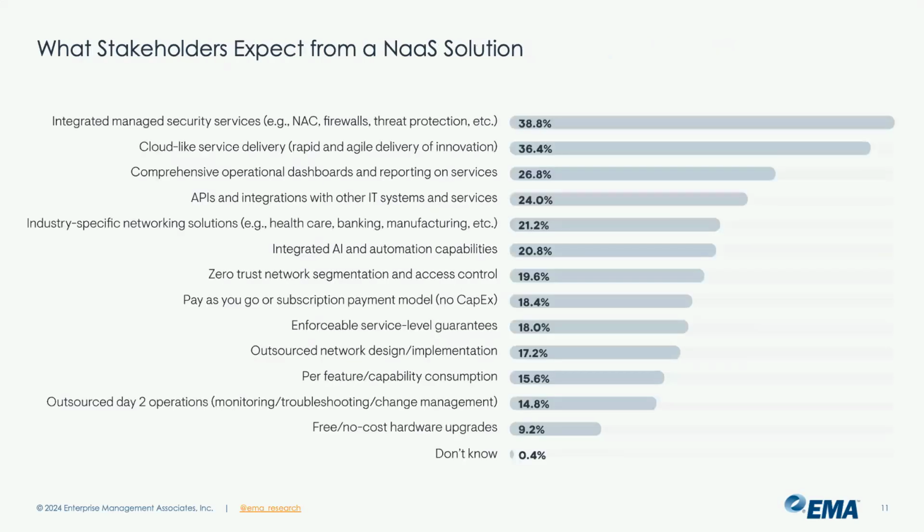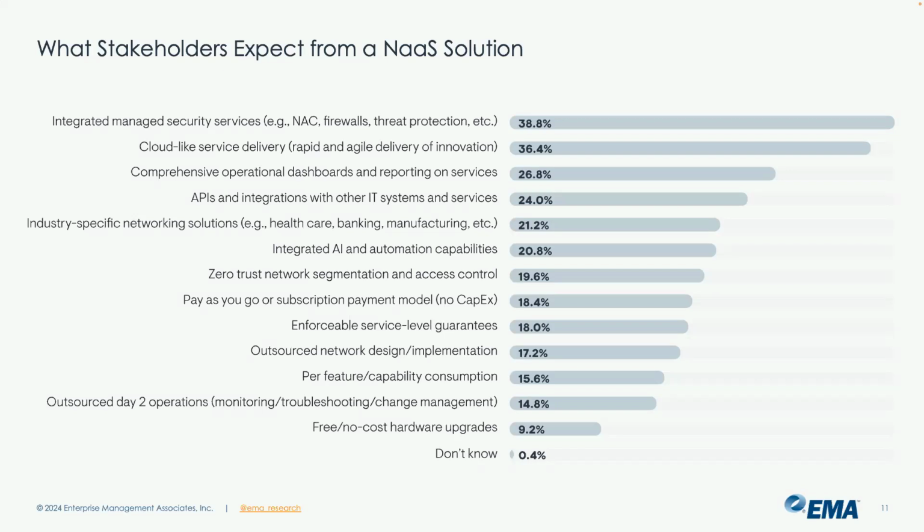Also, we asked them, what kinds of characteristics or capabilities do you expect will be part of a NaaS offering? And at the top of the list is integrated managed security services. So it's not just about connectivity, it's about security from a lot of their perspectives. They also expect a cloud-like service delivery model, which I think is the one part of network as a service that everyone agrees on.